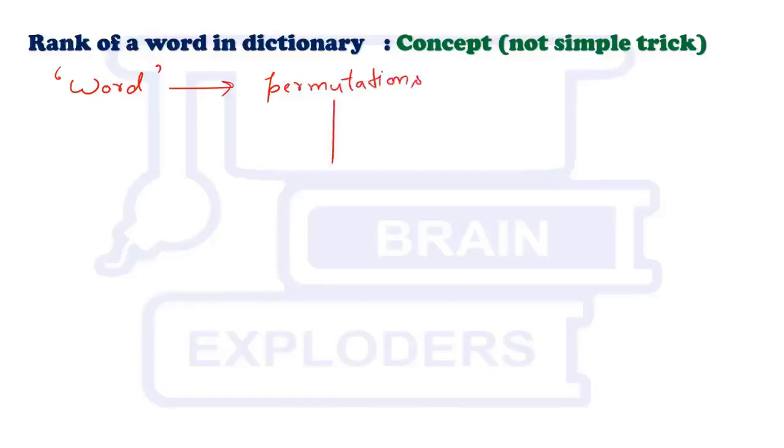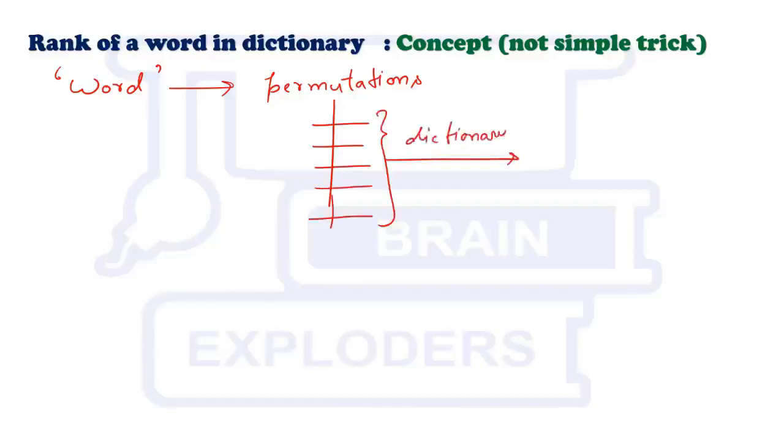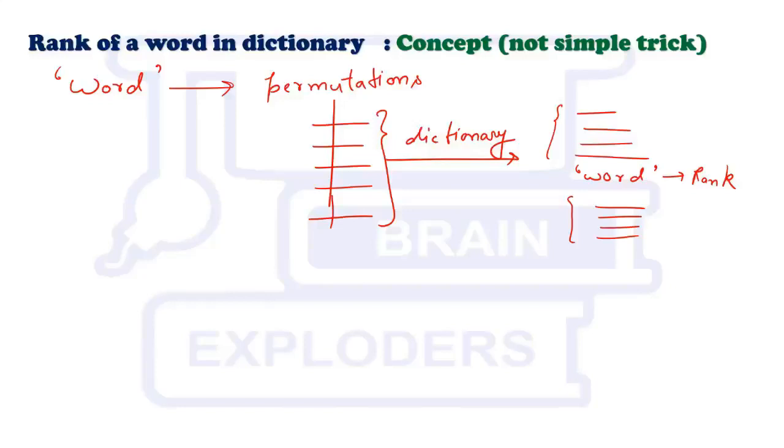Suppose we have to find all the permutations one by one. All the possible permutations are written here. Then we arrange them in dictionary order, and after arranging them in dictionary order, at some place that word will exist, and before it there will be some words, after it there will be some words, whether meaningful or meaningless, no matter. In this order we have to find the rank of this particular given word. So this was our question.